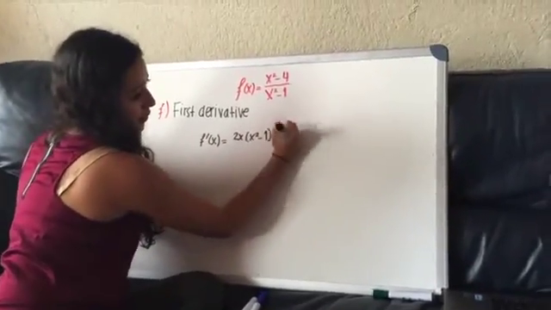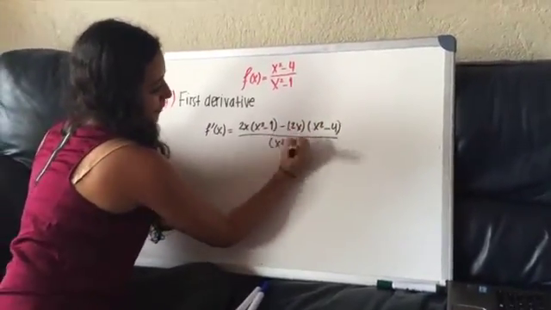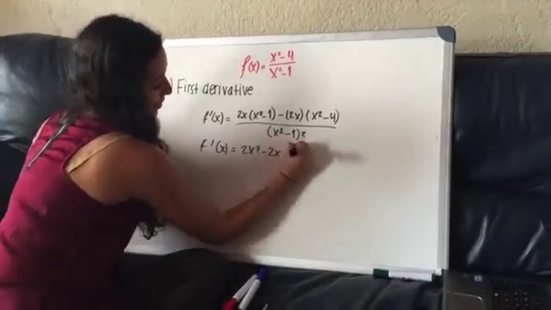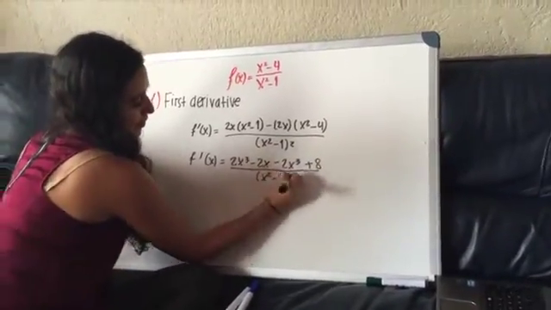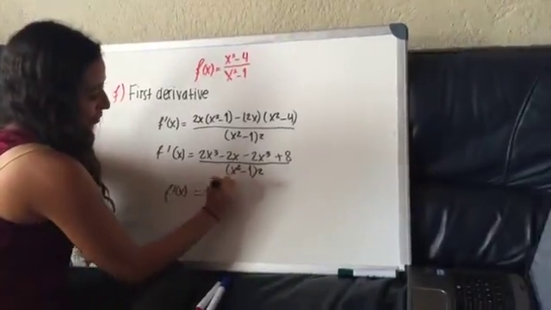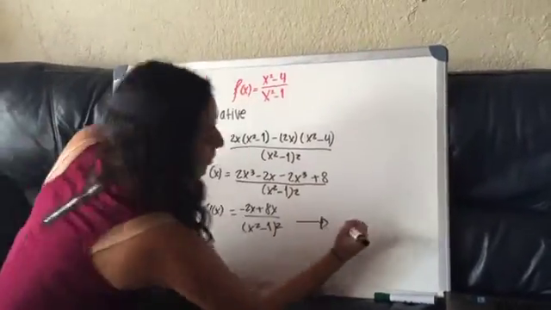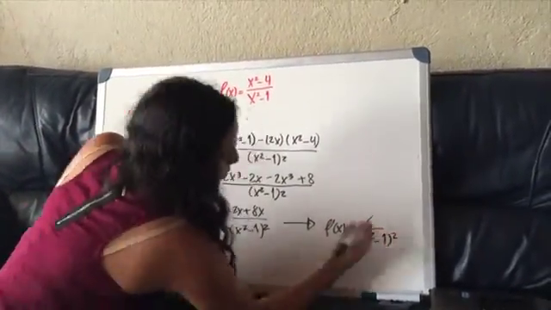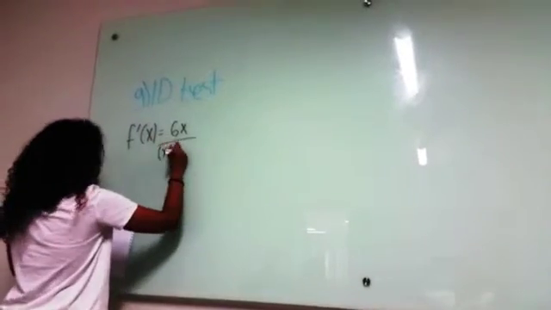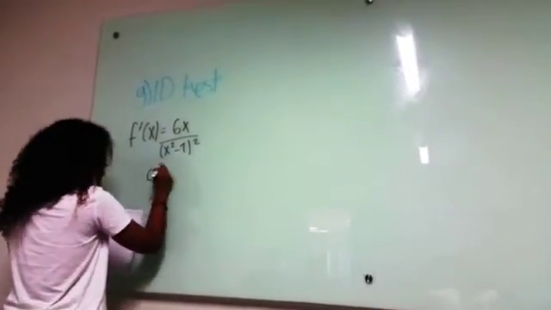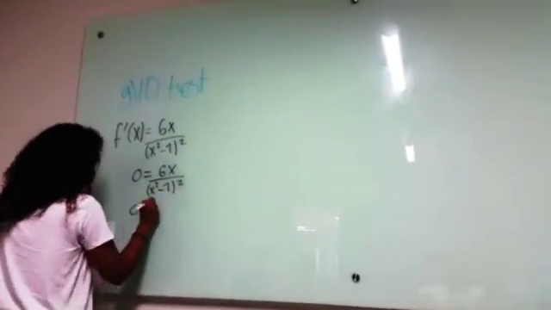To find the first derivative, we have to use our quotient rule, as we already know. So our result would be 6 over x squared minus 1 squared. For the ID text, we have to equal the first derivative to 0. Then isolate x, which in this case gave us 0.